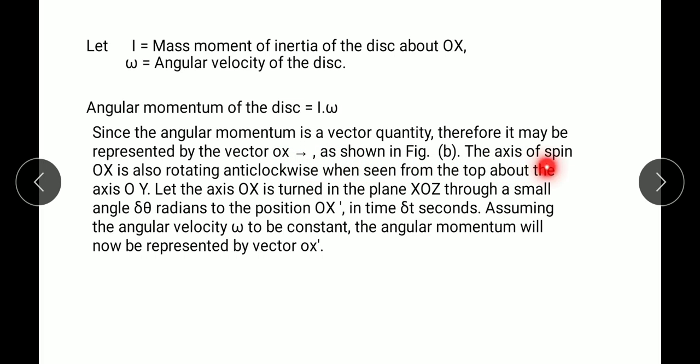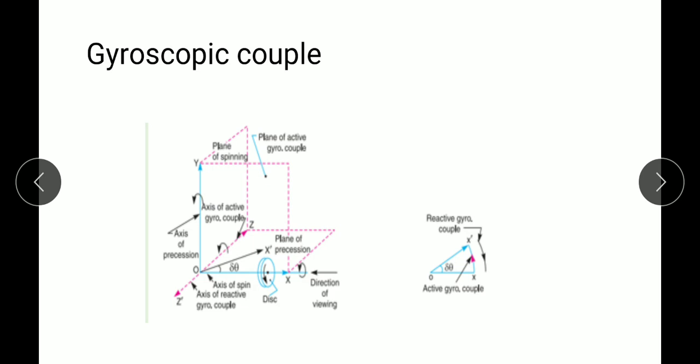The axis of spin OX is rotating anti-clockwise when seen from the top about the axis OY. Let the axis OX be turned in the plane XOZ through a small angle δθ radians to the position OX dash in time δt seconds, assuming the angular velocity ω to be constant. The angular momentum will now be represented by a vector OX dash. Okay. So here we will see the diagram next.